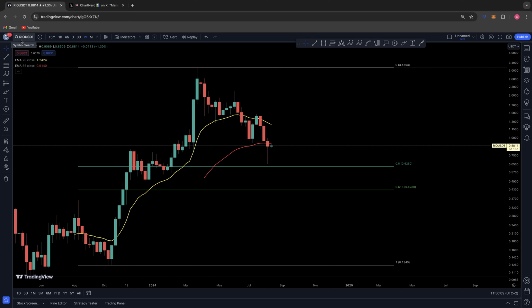Today we will be discussing Realio. The ticker is RIO against USDT on the weekly time frame.